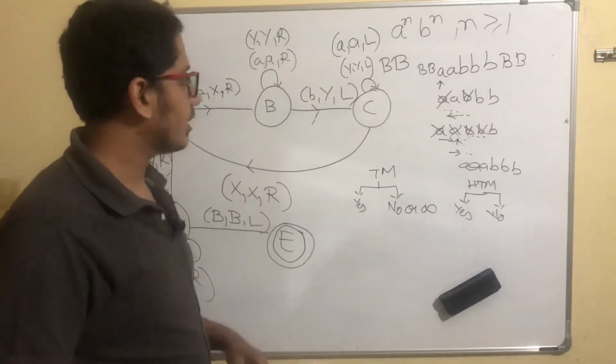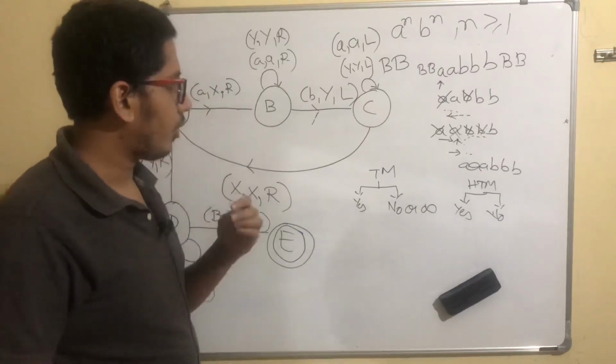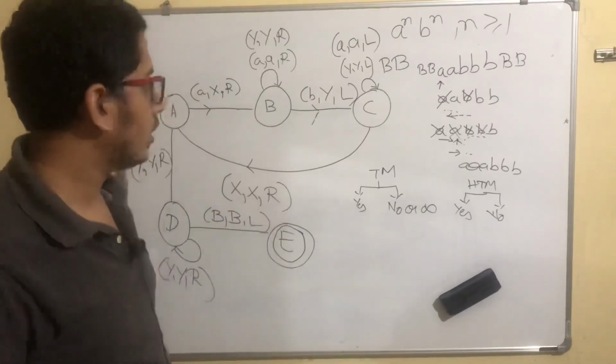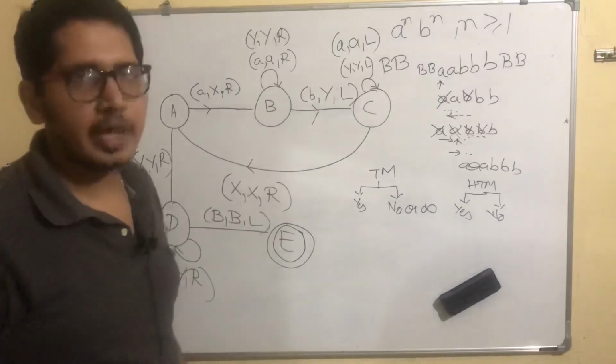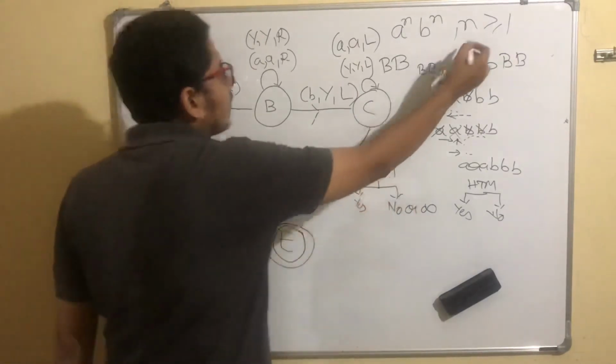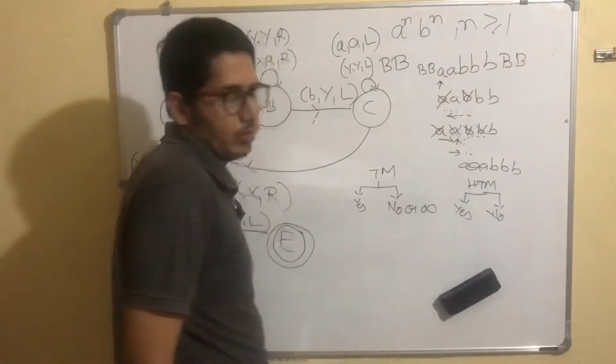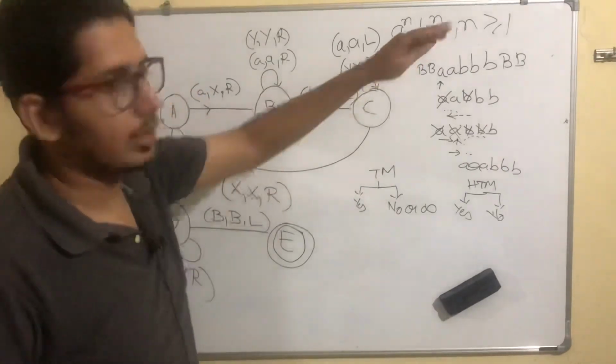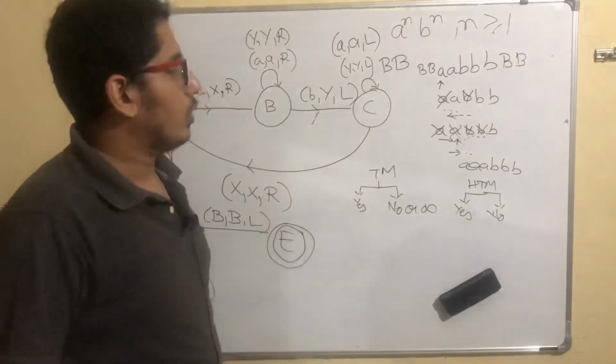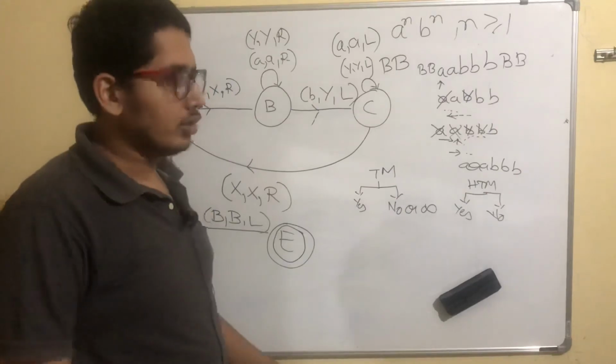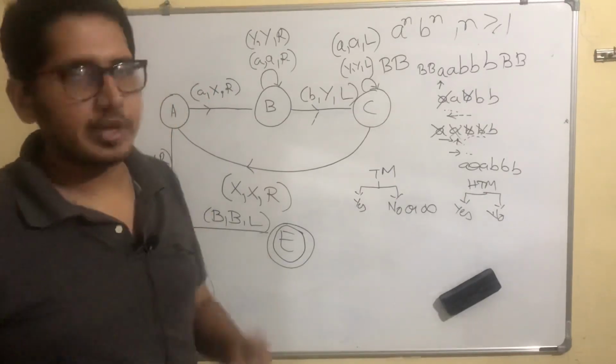And one more thing is, maybe I forgot to tell in the previous video, or I might have told that Turing machine does not accept epsilon. So if you see in the language also, here I have given n greater than or equal to 1. The condition is important. It's not n greater than or equal to 0. It's greater than or equal to 1. Why? Because Turing machine doesn't accept epsilon.